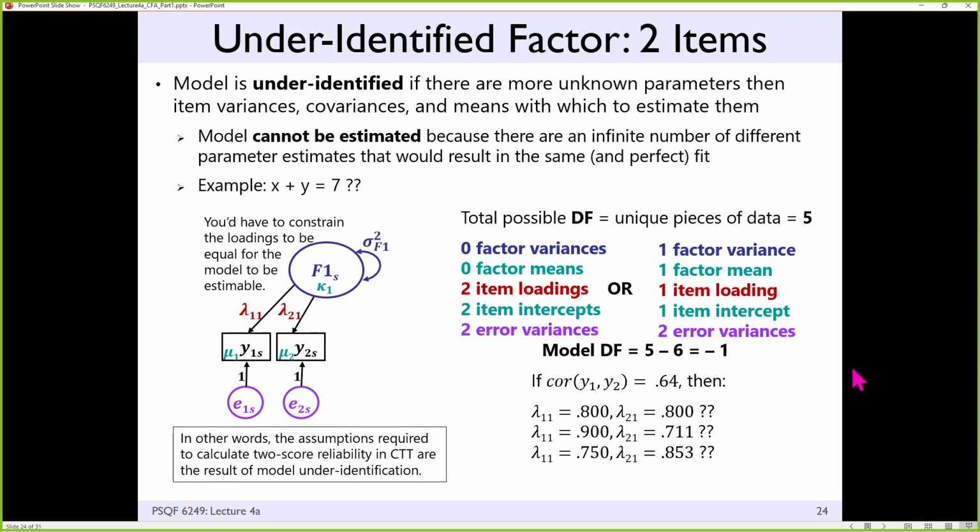So here's what happens if you have 2. And a new vocabulary word for you, under-identified. Synonyms include not identified or broken. This model is not solvable. And Bayes can't fix it.